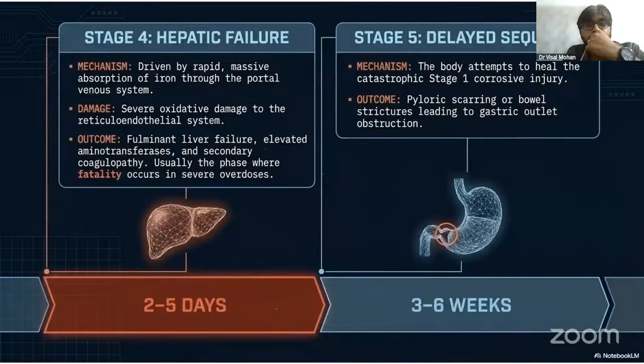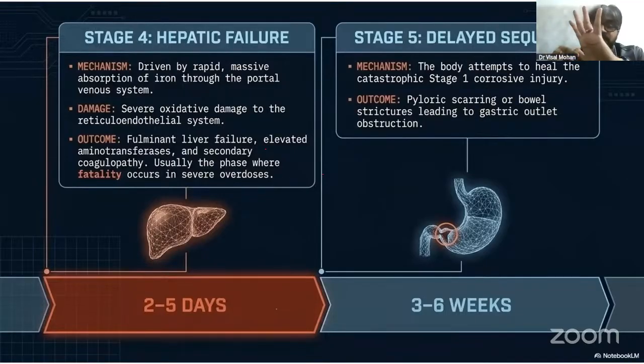And the next phase is the hepatic phase. Okay, in this hepatic phase, what happens with this patient? Usually there is excessive absorption of iron through the portal system, and resorption of this iron by the reticuloendothelium. This can cause liver failure, fulminant hepatic failure, with an AST, ALT rise, usually around 2 to 5 days in patients. Then the next phase is the delayed sequelae after 3, 4, or 5 weeks. In the patient, it's mainly because of the corrosive injury. The patient heals, and can develop pyloric scarring or even gastric outlet obstruction.